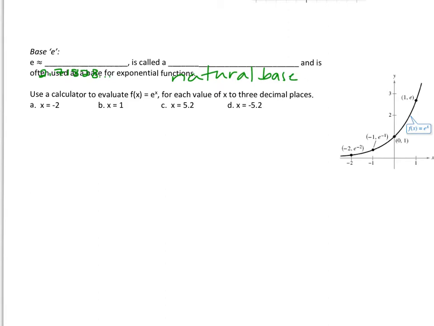It says use a calculator to evaluate f of x equals e to the x power. So we have that graph over on the right as kind of a visual, but we're going to want to use the calculator to evaluate to 3 decimal places. So if f of x equals e to the x power, we're just going to plug in different values for x and see what we get. When x is -2, take a look at the graph.